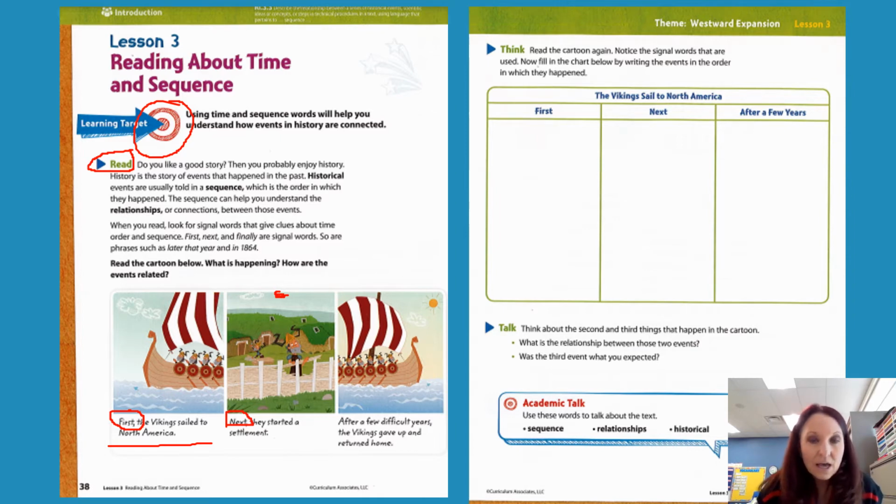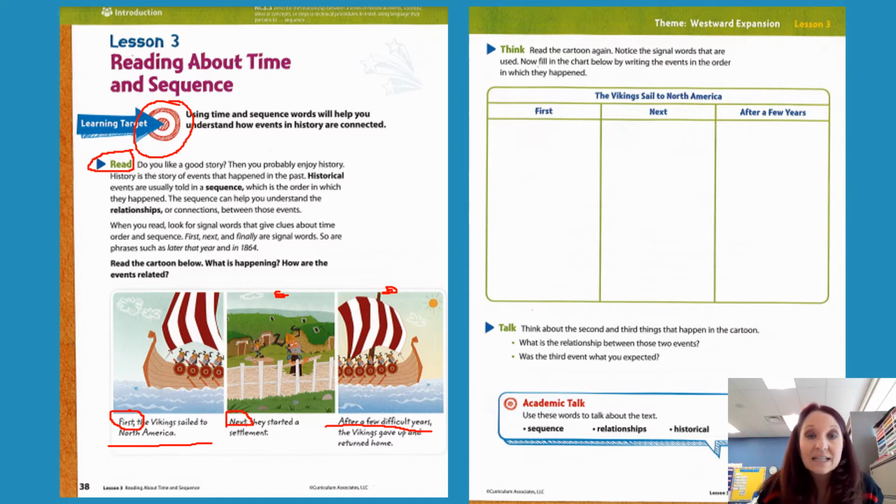That means that they built houses and small places for their families and other people to live. Now we look at this third picture here, and we see they're back on a boat, and we look, and the signal word is after a few difficult years. The Vikings gave up and returned home.